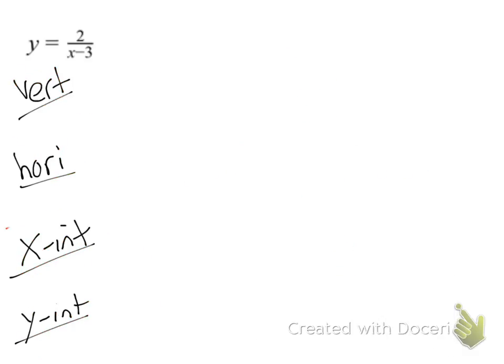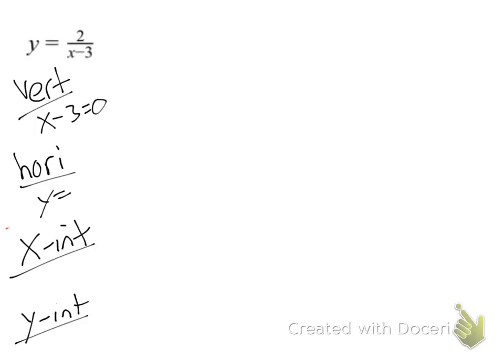So on this problem, I've changed it a little bit. Things have changed. Now we have a 2 on top instead of the 1. Guys, it's a constant. It doesn't matter. Okay? If it ended up being something with a variable, then you could actually have x-intercepts. It's okay. Now, vertical asymptote, it says set the bottom equal to 0. That's x minus 3 equals 0.